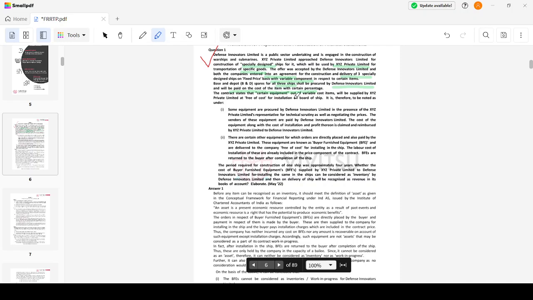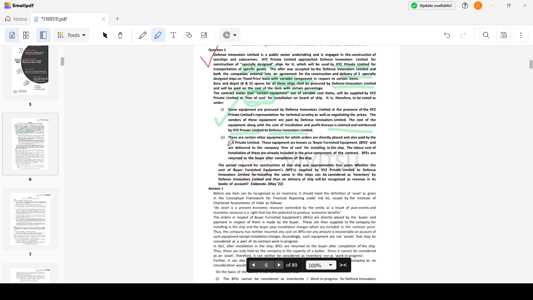The contract states that certain equipment out of variable cost items will be supplied by XYZ Limited free of cost for installation on board the ship. It is to be noted that some equipment is procured by Defense Innovators Limited in the presence of XYZ Private Limited as a representative for technical scrutiny as well as negotiating. The vendors of this equipment are paid by Defense Innovators Limited, and the cost of the equipment along with the cost of installation and profit thereon is claimed and reimbursed by XYZ Private Limited to Defense Innovators Limited.